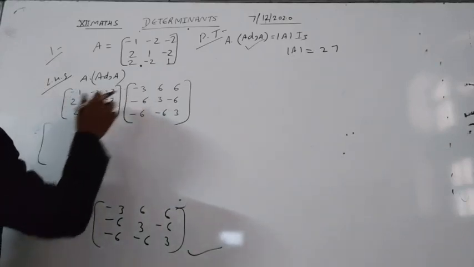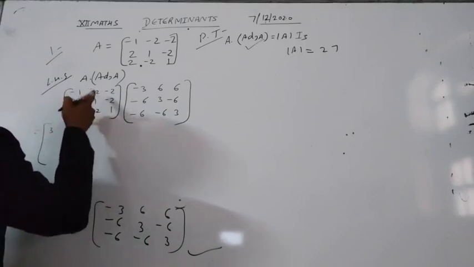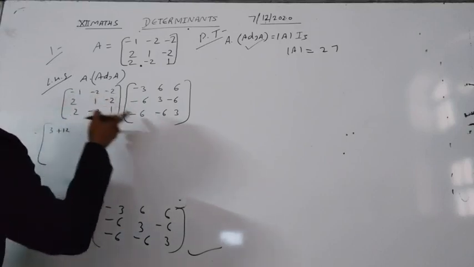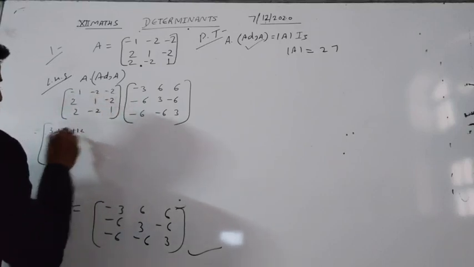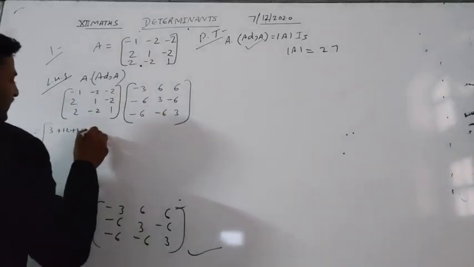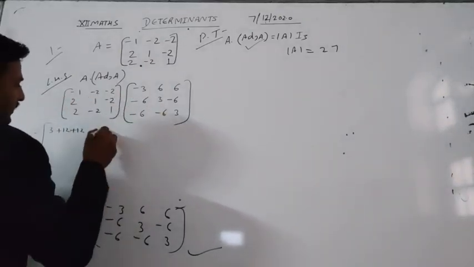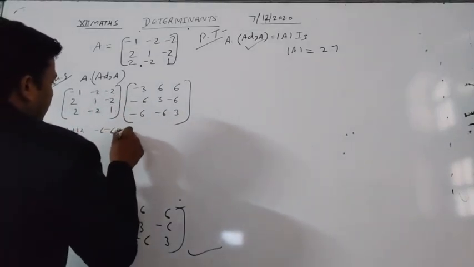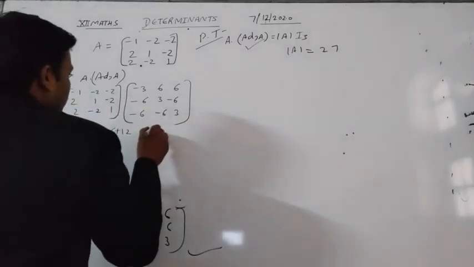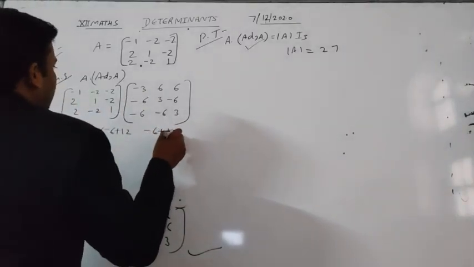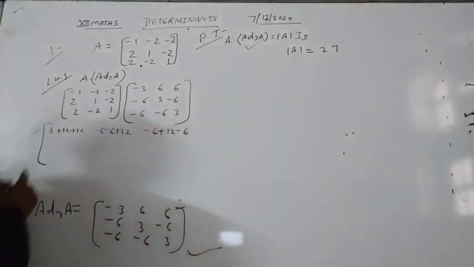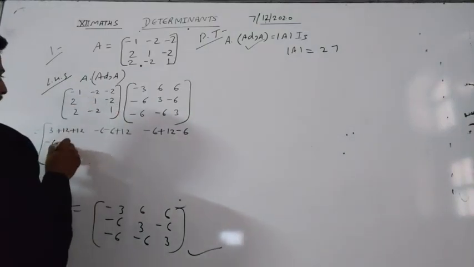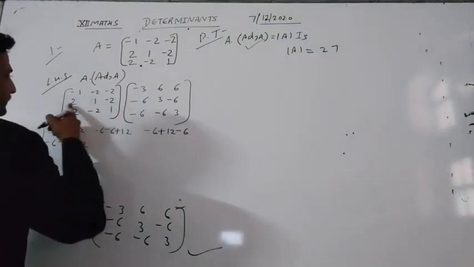So minus 1 into minus 3, 3 plus minus 2 into minus 6, plus 12; minus 2 into minus 6, plus 12 again. Now minus 1 into minus 6, minus 2 into minus 3, minus 6; minus 2 into minus 6 plus 12. Next, minus 6 plus 12 minus 6. Next, minus 6 and minus 6 plus 12.